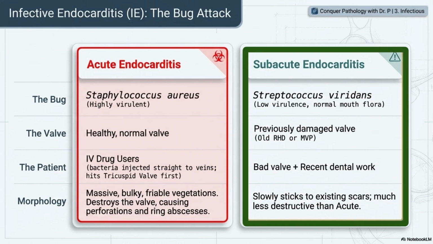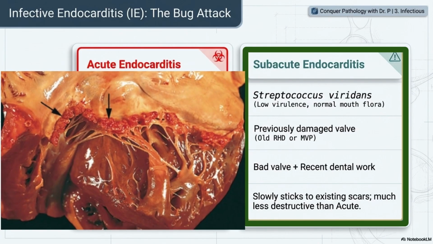Subacute endocarditis. The bug is Strep viridans, which has low virulence and is normal mouth flora. It attacks a previously damaged valve, like one with old RHD or MVP. The classic patient history is someone with a bad valve who had recent dental work. The bacteria slowly stick to existing scars, making it much less destructive than the acute form.